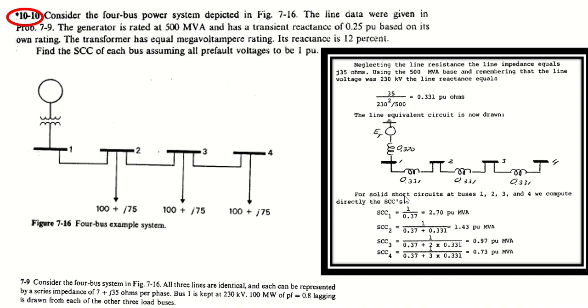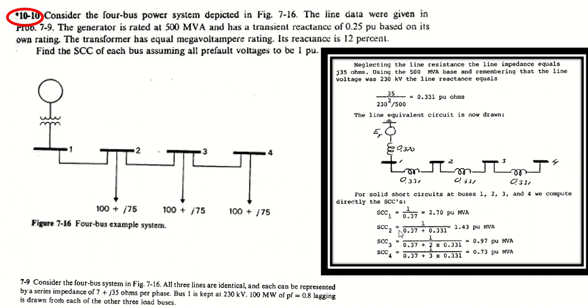So for solid short circuits at bus 1, 2, 3 and 4, we compute directly the SCCs. So SCC1 will be equal to, remember the formula to find SCC, 1 divided by XT, the Thevenin reactance. Okay, the Thevenin reactance is 1 divided by 0.37. So SCC1 is equal to 2.70 per unit MVA.